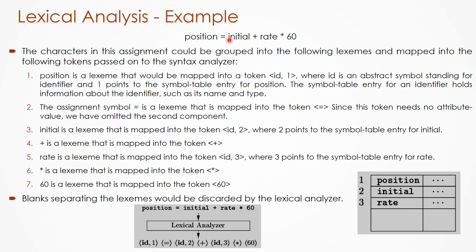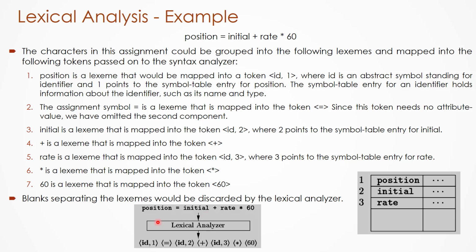So next meaningful sequence is initial. Initial is a lexeme that is mapped into the token id, 2, where 2 points to the symbol table entry for initial. Plus is a lexeme that is mapped into the token plus. Rate is a lexeme that is mapped into the token id, 3, where 3 points to the symbol table entry for rate. Star is a lexeme that is mapped into the token star. 60 is a lexeme that is mapped into the token 60. Blanks separating the lexemes would be discarded by the lexical analyzer.